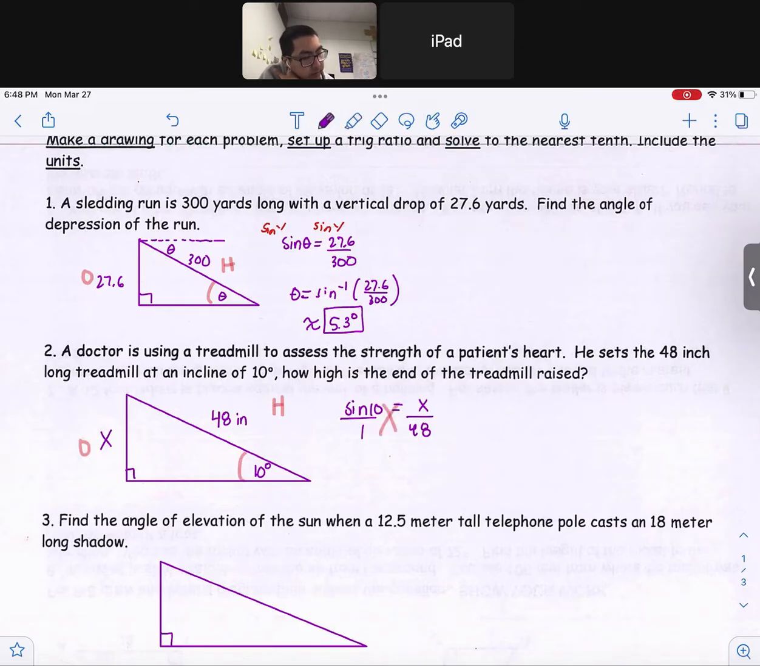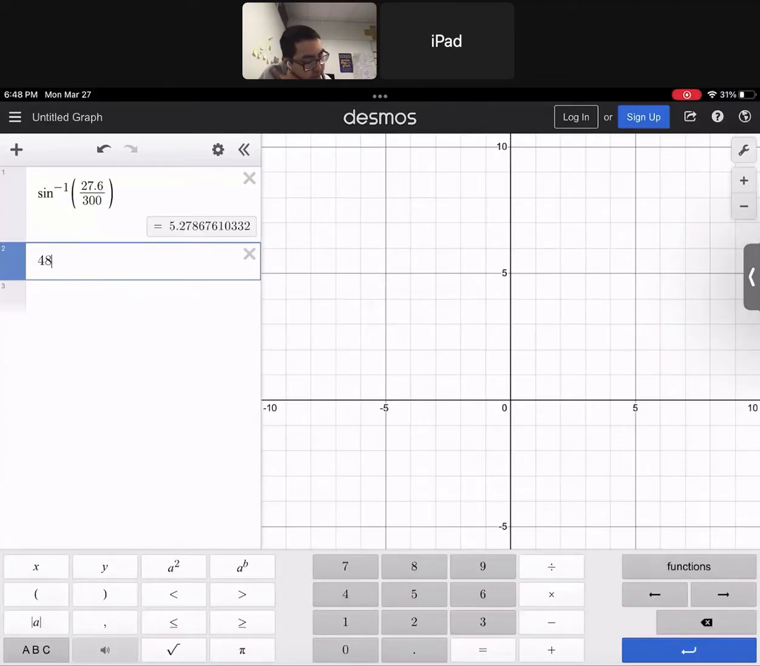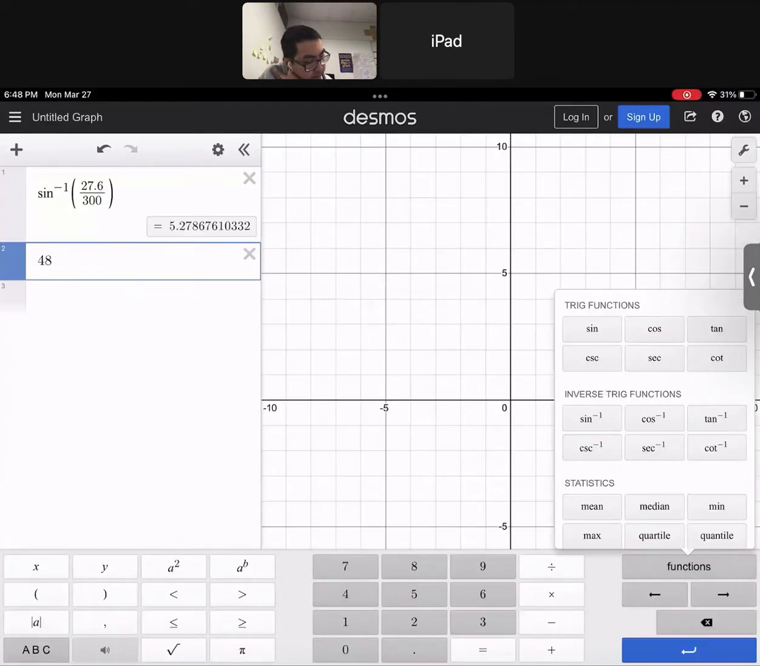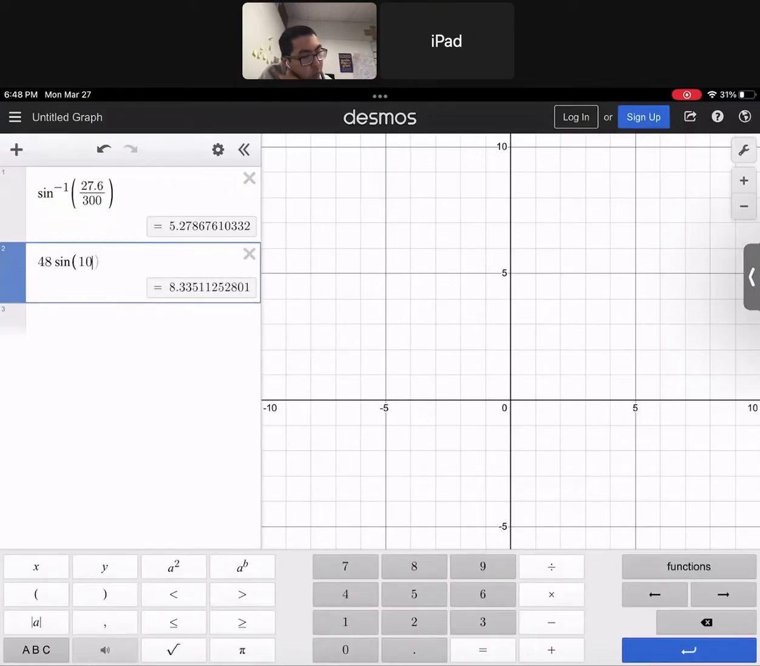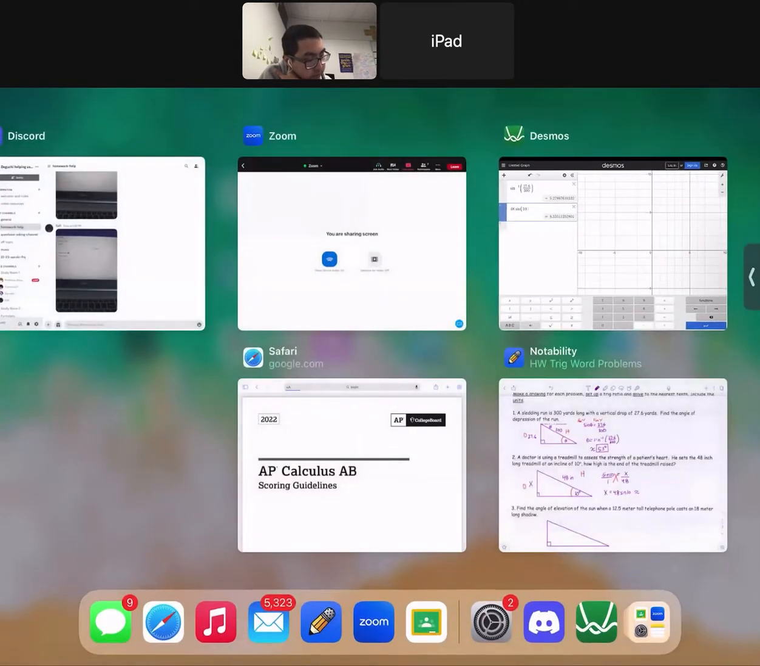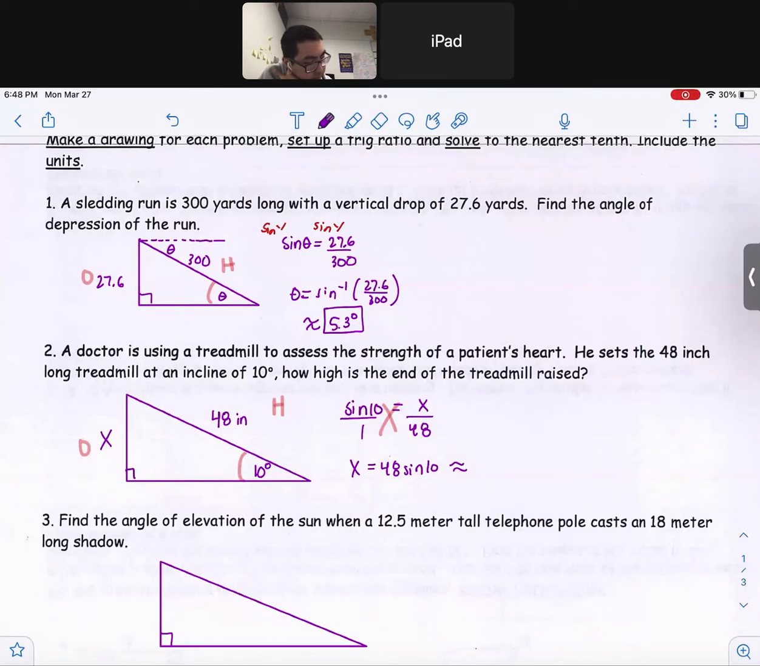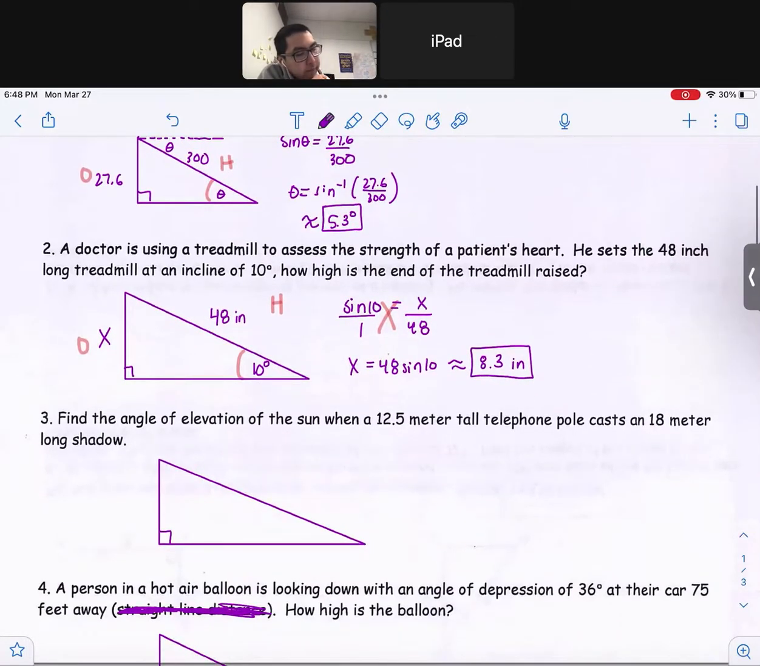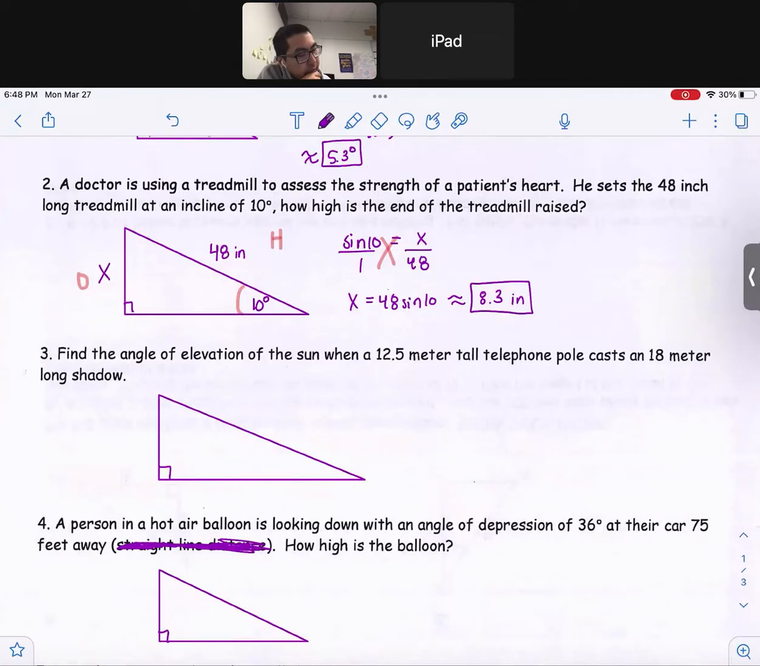Cross multiply, x equals 48 sine of 10, which is roughly, again round it to the nearest tenth, 8.3. It is 8.3 in terms of height. 8.3 inches. That's how high the end of the treadmill is raised. Okay? 8.3 inches.